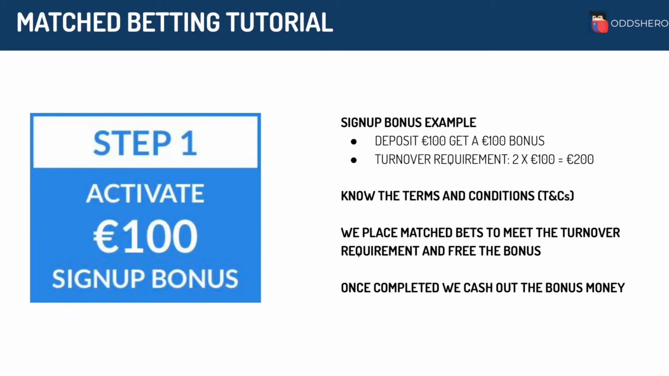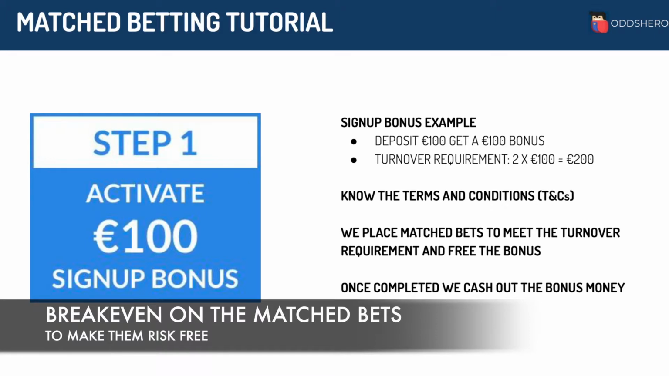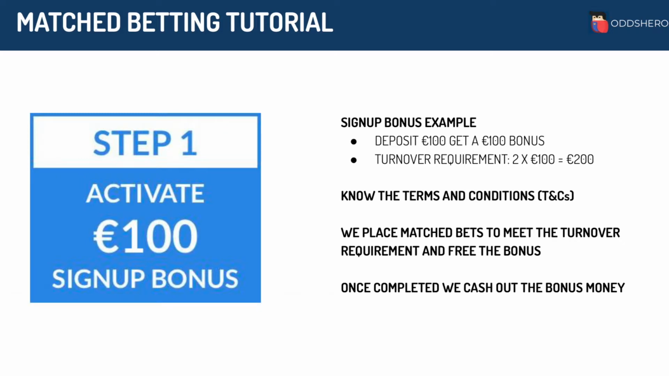usually very straightforward. To meet the turnover requirement and win the bonus money, we place match bets. The goal when match betting is to try to break even on the bets that you place. And if you're able to do so, then the bet is completely risk-free. And then for every single match bet you complete, you are closer to meeting the turnover requirement of the bonus and thus win the bonus money. Once you have met the turnover requirement, you can cash out the bonus money.